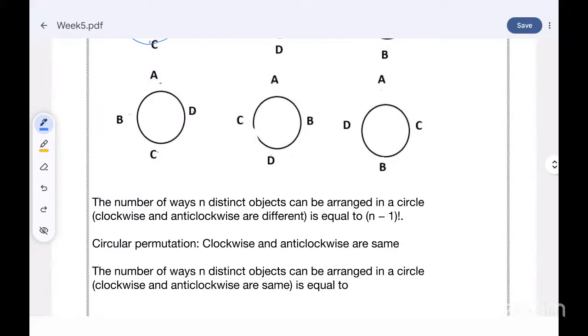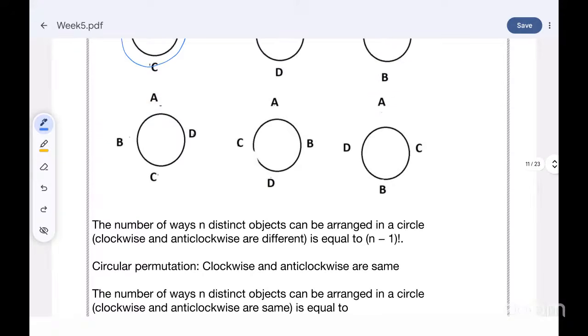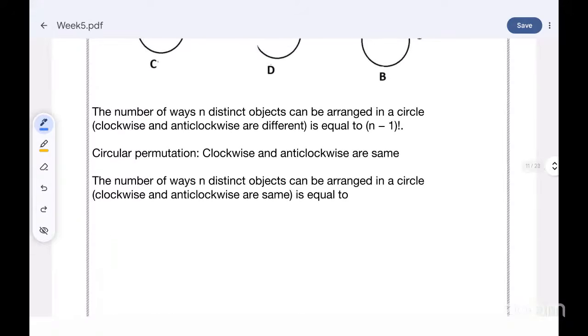Now if the clockwise and anti-clockwise are same, then what happens? In the previous case, the clockwise and anti-clockwise are different. If they are same, then what happens? Then half of them will be eliminated. Exactly. So how does the formula get modified? n minus 1 factorial divided by 2. Exactly. So you will have simply n minus 1 factorial divided by 2. Okay, so this permutation and combination is completely intuition.